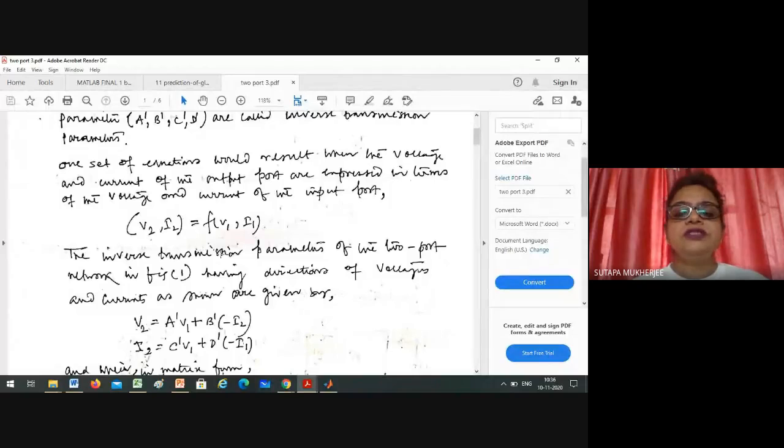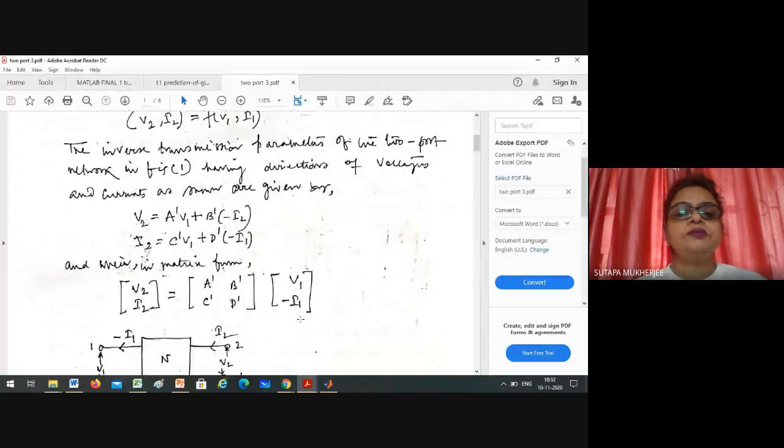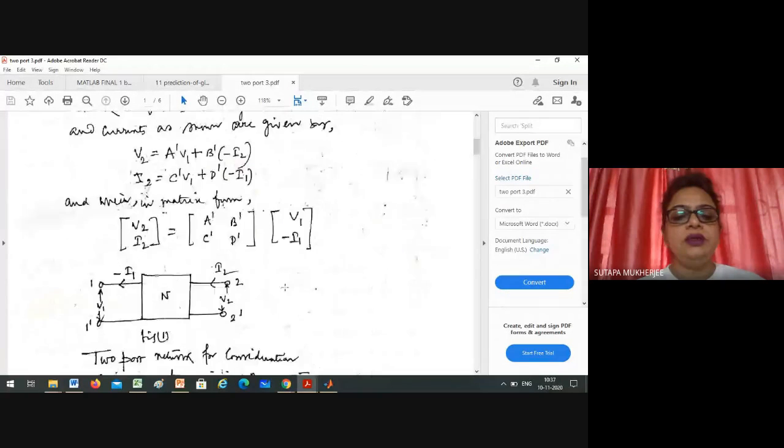Now the inverse transmission parameters of the two-port network, this is the figure, having directions of voltages and currents as shown here. This is the two-port network, already I have told you. This is the direction of current minus I, because the direction normally is in this direction, and this is I2. Here it is V1 at port number 1 and port number 2 is V2, that is 2 port and 4 terminals.